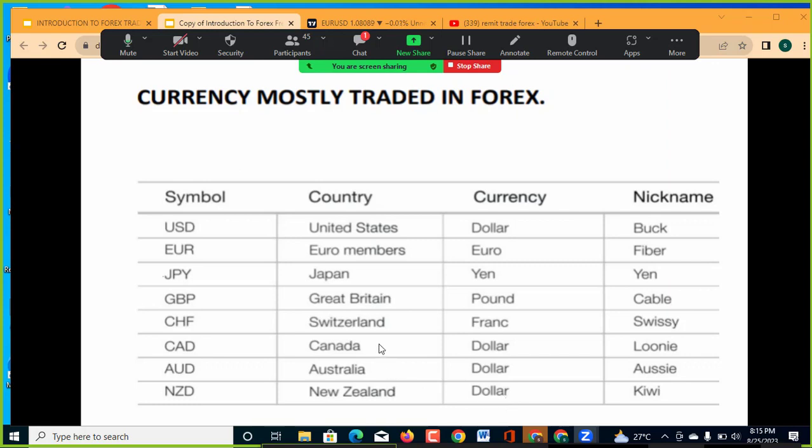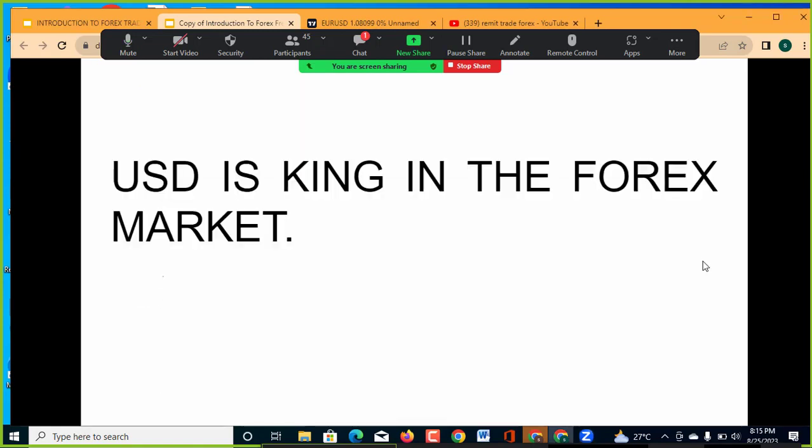So we have Canada uses the dollar, Australia uses the dollar, New Zealand uses the dollar, and the United States uses the dollar, which is, they are the main owner of the dollar. Every other country that uses the dollar is a derivative of what the US is using. The US dollar is the king in the forex markets.